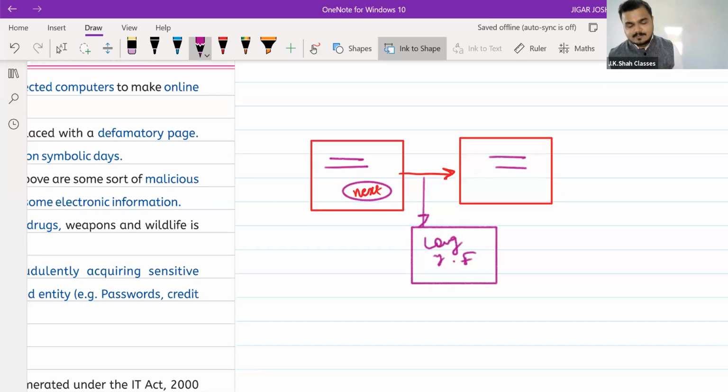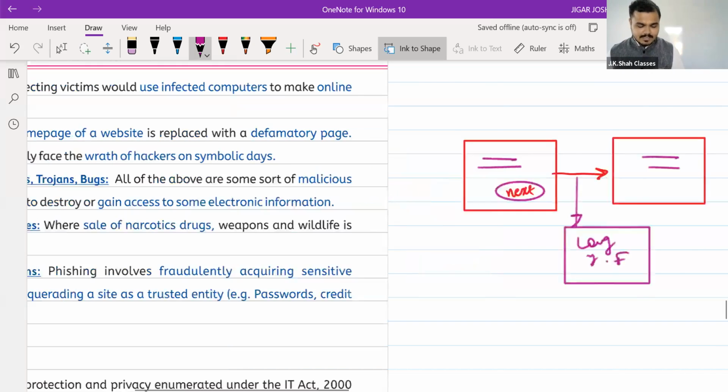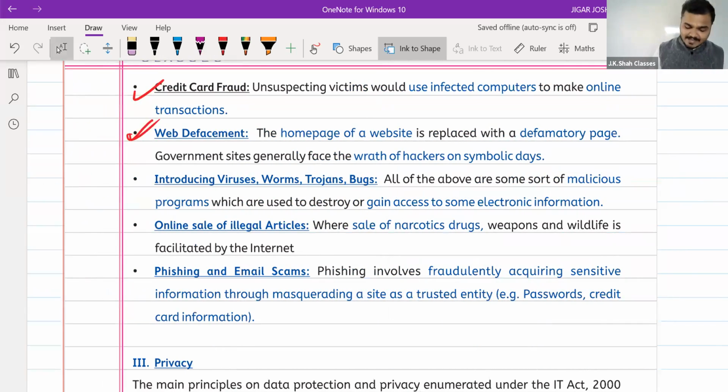This type of web defacement was done, people. Understood? Yes, sir. Further, people, introducing the virus. Yes, sir, we know virus. Virus is a computer program, people, a small coded language program which will disturb the entire functioning of a computer, known as viruses. Second one, people, worms.